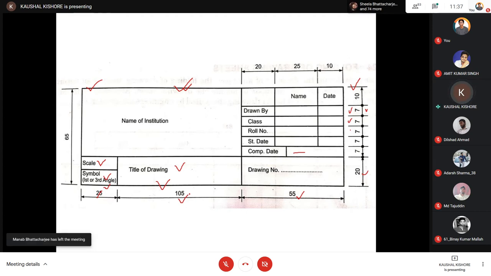Okay, so for the first sheet, like lines, lettering and scale: various types of line, so you have to write the various types of line, their symbols, their uses. Similarly, lettering means you have to draw the alphabet from A to Z and digits from 0 to 9. And as well, in this sheet you have to write scale.